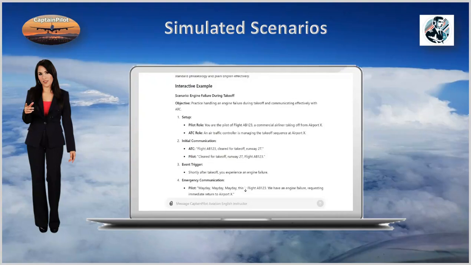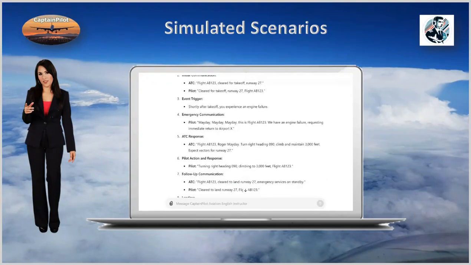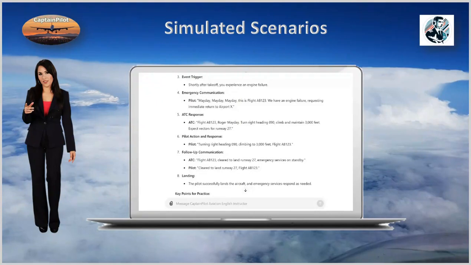2. Initial communication. ATC: Flight AB123, cleared for takeoff, runway 27. Pilot: Cleared for takeoff, runway 27, Flight AB123. 3. Event trigger. Shortly after takeoff, you experience an engine failure. 4. Emergency communication. Mayday, Mayday, Mayday. This is Flight AB123. We have an engine failure, requesting immediate return to Airport X.